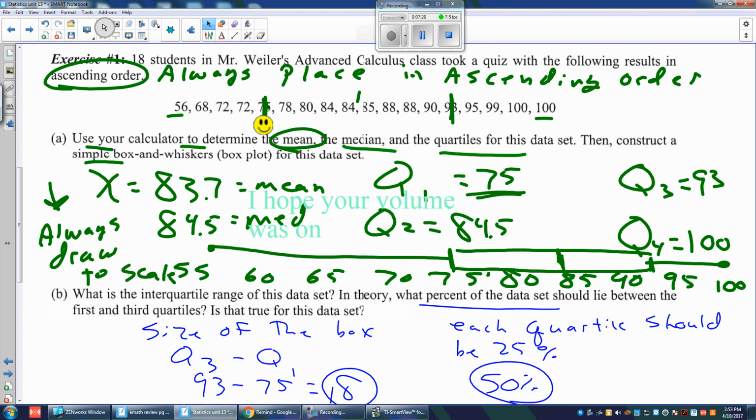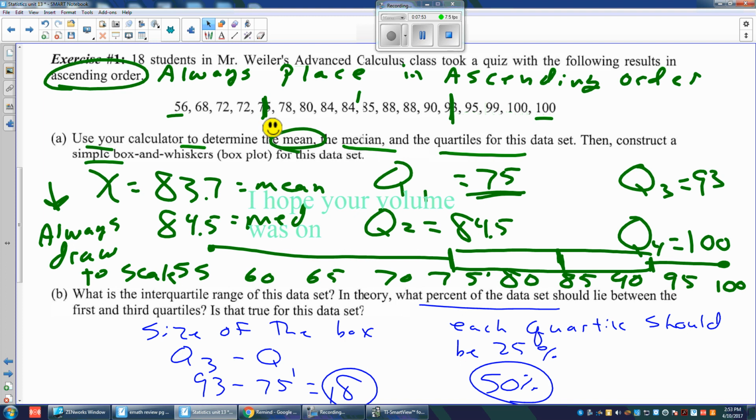Okay, so I took a look at these numbers, and Q1 is 75, so I put a line through 75. Q3 is 93, I put a line through 93. And then the Q2 is 84.5 right in between those. So here, we have 1, 2, 3, 4. Each quarter has exactly the same amount of numbers, but what?